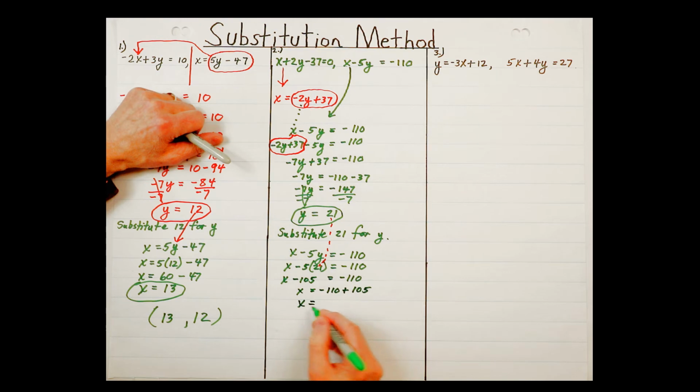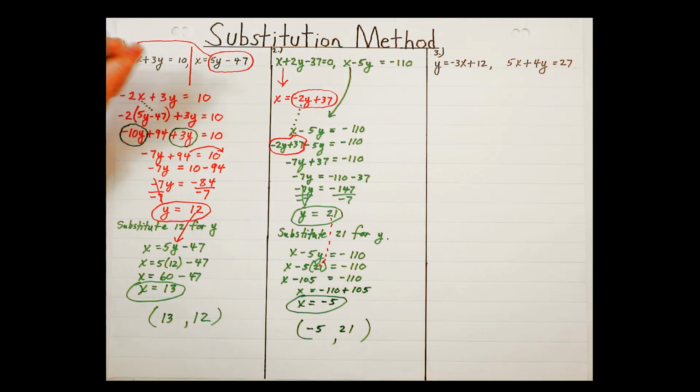What does that equal to? Negative 5. So, if we graphed it, if we did it by elimination, we would get the same answer. Negative 5, 21 is the intersection point of the two lines.